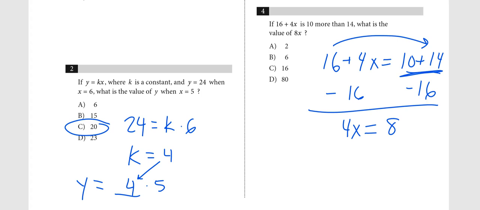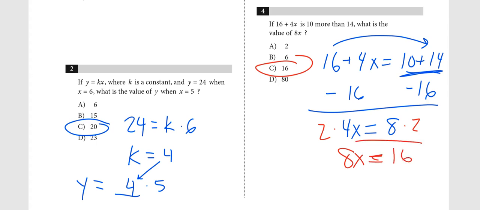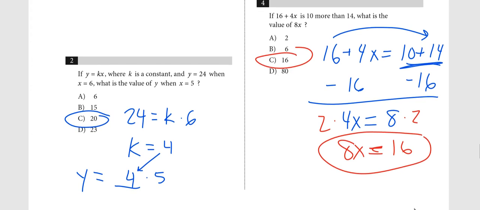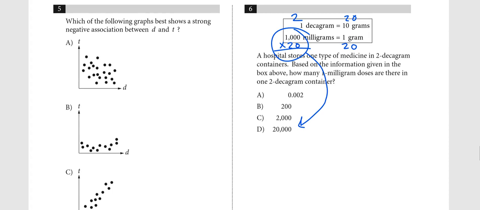At this point, I know I could divide by 4, find out that x is 2, and then plug it back in. I think it would be smarter just to multiply by 2 on both sides and find out that my answer is 16. Because they asked me about 8x. And I know that's not a significant savings in time, but whatever I can do to speed this up. And if the only thing I know how to do is find x, then do it. But they didn't ask me about x.